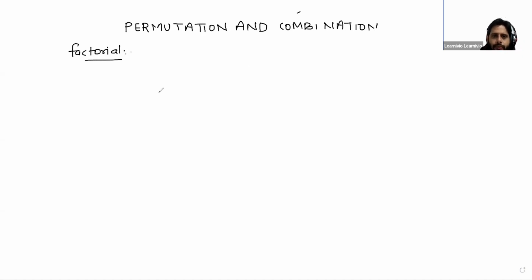Suppose we have 3 factorial. This is the sign of factorial. Then we will write 3 into 2 into 1. You need to expand till 1. So this means 6. Similarly, if you have 4 factorial, then you will expand 4 into 3 into 2 into 1. So this is 24.